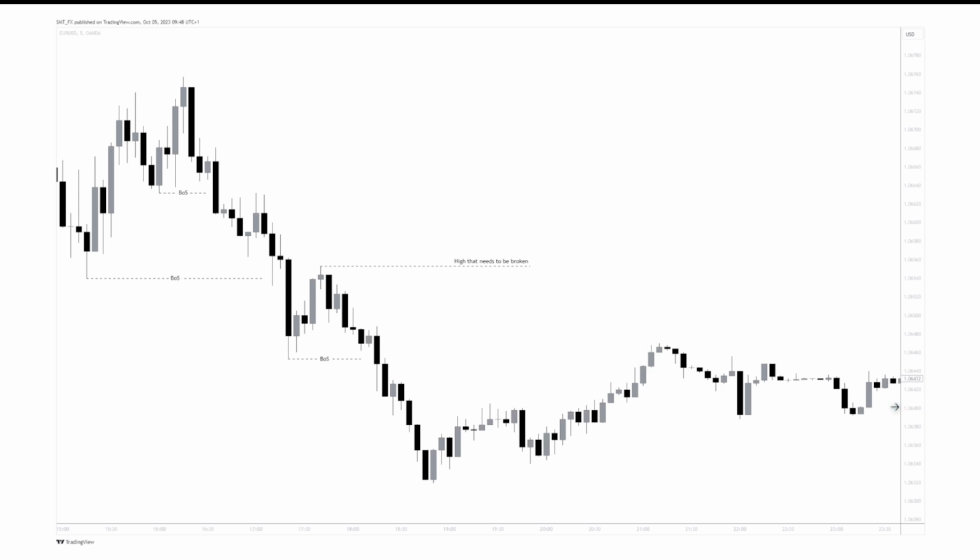Now in this example, this is a little bit more like a flip example. So what we can see here is bearish breaker structure, and then a further bearish breaker structure, and we've got a nice impulsive leg pushing to the downside.